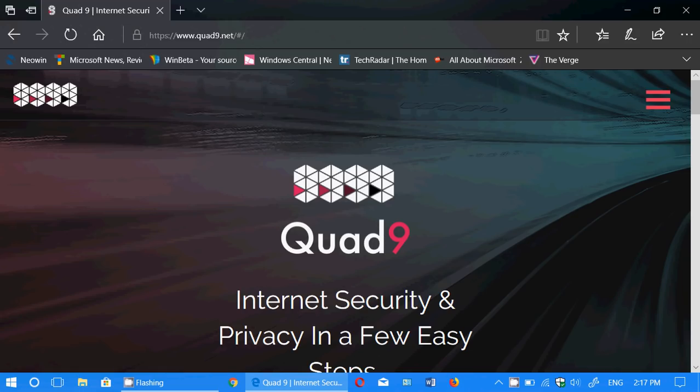So check it out and follow the instructions. They're not that difficult to follow. And I'll try to maybe do a little more of a video on it if you require a little more instructions on it. So Quad9 is kind of a nice way to, and seems to work, to secure yourself on the internet.